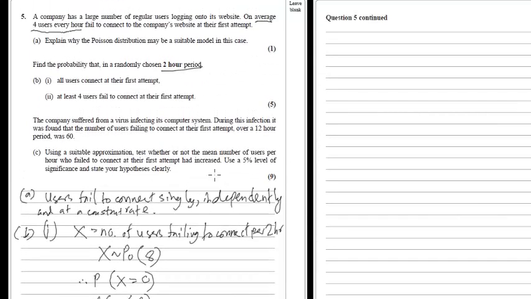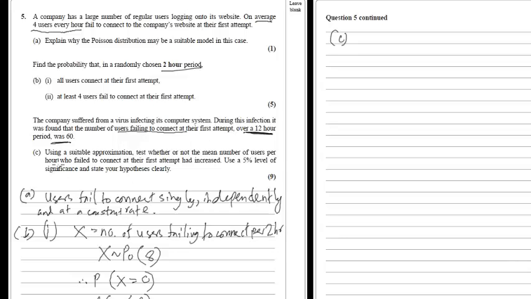Now the next question, question number C. The company suffered from a virus infecting its computer system. During this infection, it was found that the number of users failing to connect to their first attempt over a 12-hour period was 60. Now notice this, 8 hour, 2 hour, now it is 12 hours. So the random variable is going to change. What does this 60 mean? The number of users failing to connect. So 60 people fail to connect. So this is the random variable, number of users failing to connect.